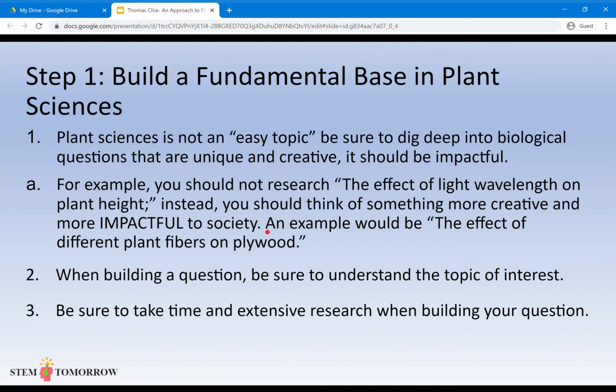When building your question, be sure to understand your topic of interest, because when you're building your question, you have to incorporate lots of different factors from plant environments and independent variables and dependent variables in these experiments. So be sure to already have a good understanding of what you're researching and take time to build your question.